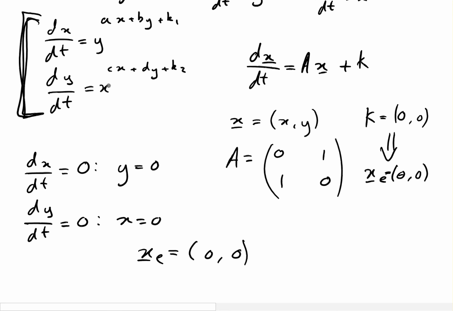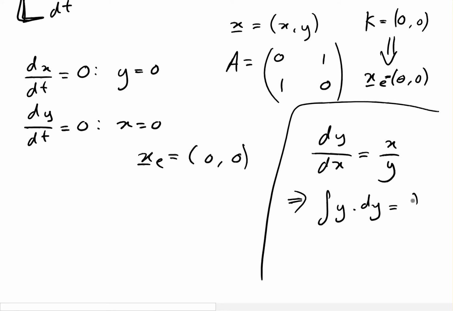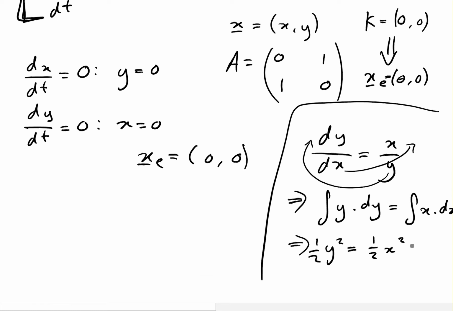The next thing I want to do is plot these on a trajectory map. You can do it directly if you're really clever. You can do dy over dx, which gives you x over y, and then solve it by separation of variables. So the integration of y dy is equal to the integration of x dx. I'm moving all the y's to this side and integrating both sides, and I get half y squared equal to half x squared, plus my constant of integration.